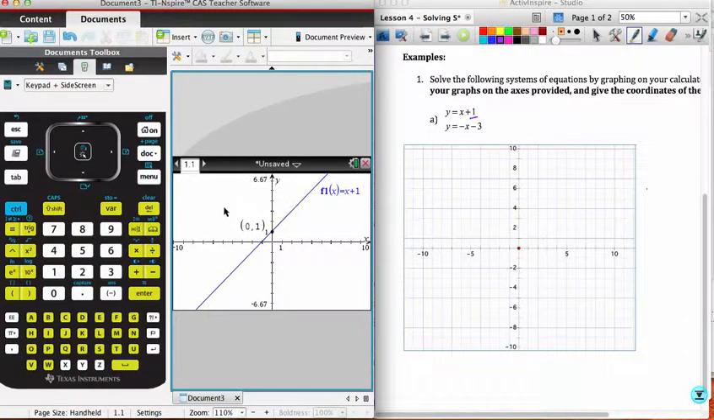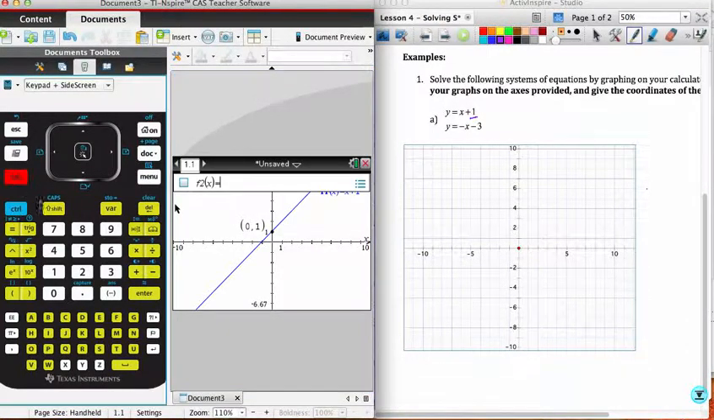Now I'm going to go ahead and graph the second line. What I need is that box that allows me to type an equation in, and the way to get that back is to push tab, and now we have the f2 of x, which will be my second equation. Now I'm going to type the equation in, minus x minus 3. You notice I used the negative button. If you use the subtract button on the TI-Nspire, it doesn't make a difference. So I'm going to hit enter.